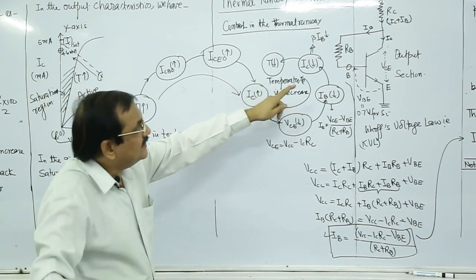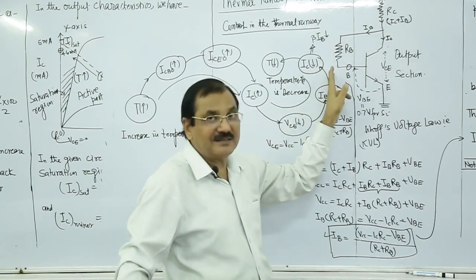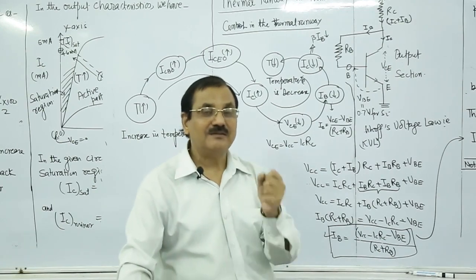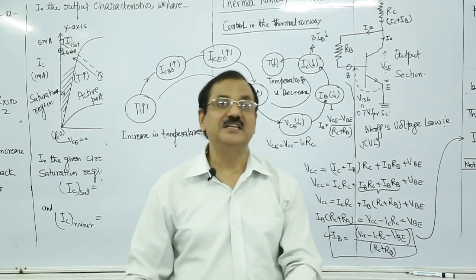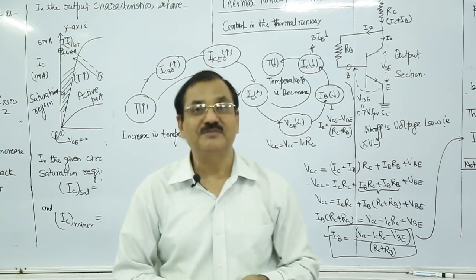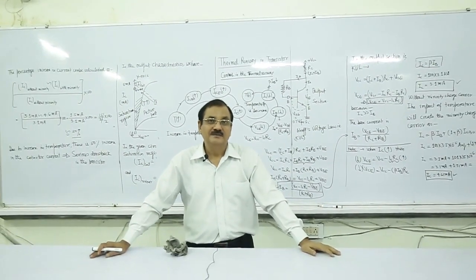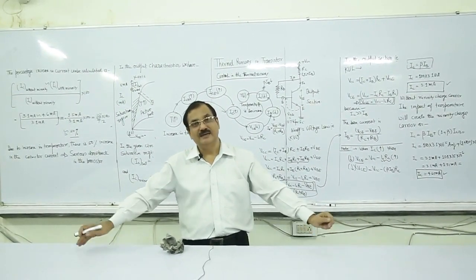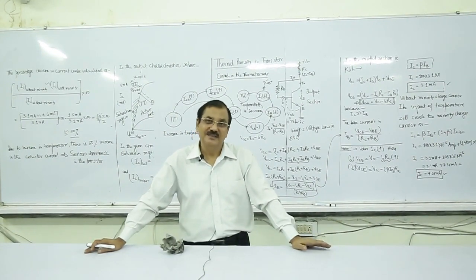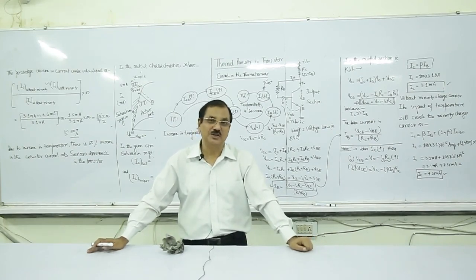So this is the balance of the increase in temperature. In the transistor circuit, we have to operate this base resistance in such a way that it will control the cumulative increase in the collector current. Due to the increase of the collector current, there is a decrease in the collector emitter voltage, and hence the base current will decrease. So this is all about the thermal runaway and how it is controlled.